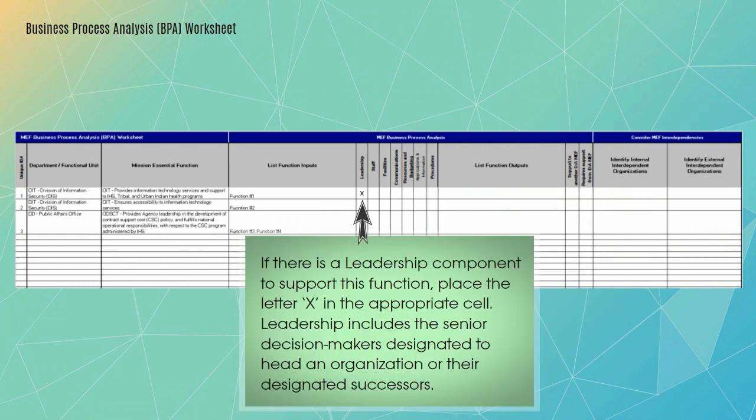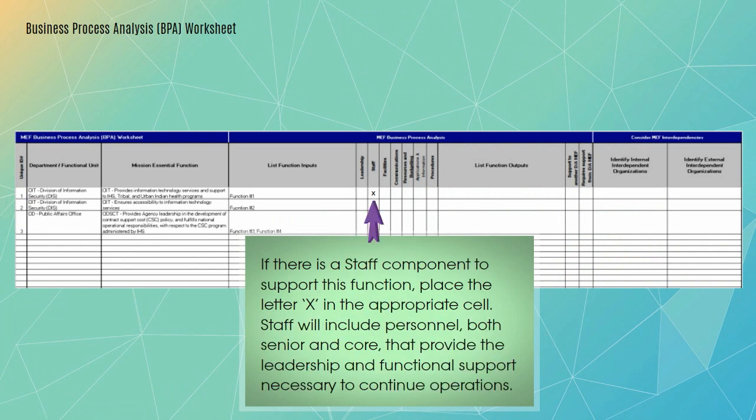If there is a leadership component to support this function, place the letter X in the appropriate cell. Leadership includes the senior decision makers designated to head an organization or their designated successors. If there is a staff component to support this function, place the letter X in the appropriate cell. Staff will include personnel, both senior and core, that provide the leadership and functional support necessary to continue operations.